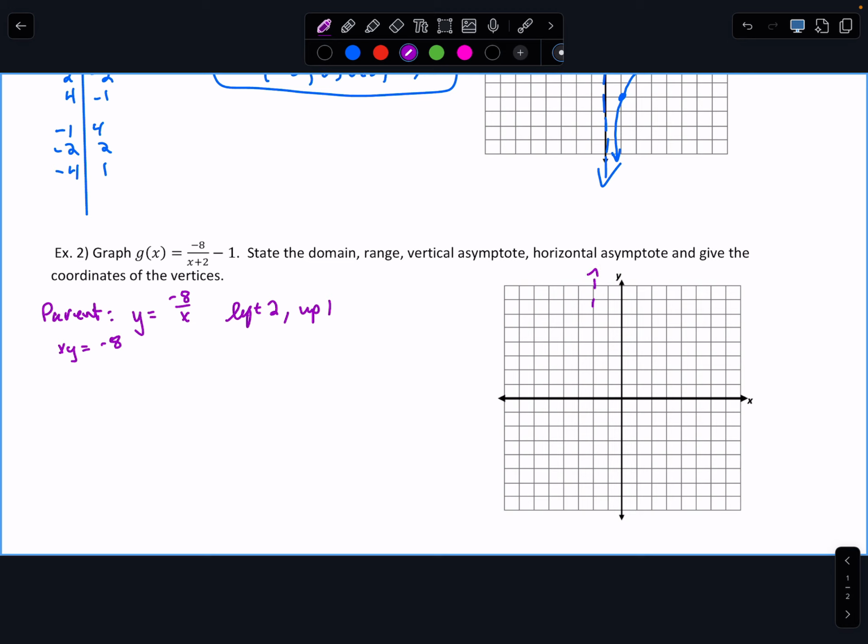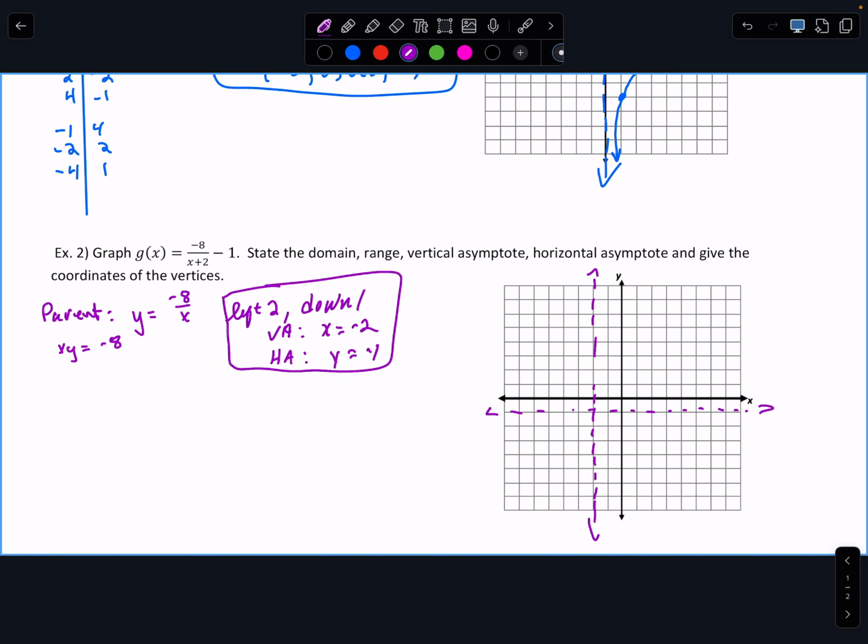So we're going to have a vertical asymptote. It's been shifted to the left 2. And, oops, I said up 1. I hope you're wondering. It's not up 1. It's a minus 1. It is down 1. The x plus 2 makes you go left 2. The minus 1 makes you go down 1. Sorry about that. And so you're going to have a horizontal asymptote at y equals negative 1. So the vertical asymptote is x equals negative 2, and your horizontal asymptote is y equals negative 1. So you're going to need all of that in there.